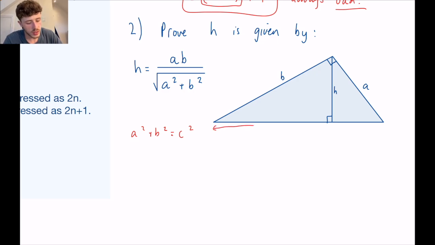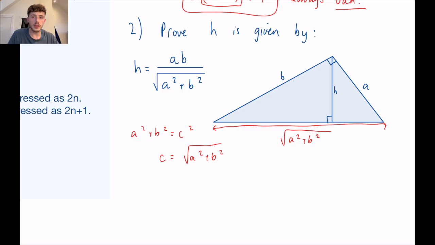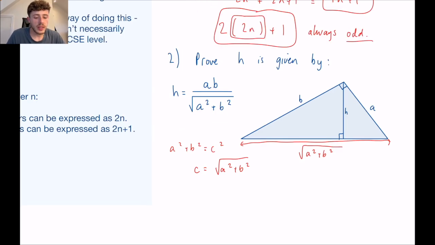We can use this to get an expression for that bottom base of the triangle. So using Pythagoras' theorem to effectively find our c, it is going to be the square root of a squared plus b squared, and that is going to be that bit in there. The next thing we do is think about the area of a triangle. A equals half base times height.